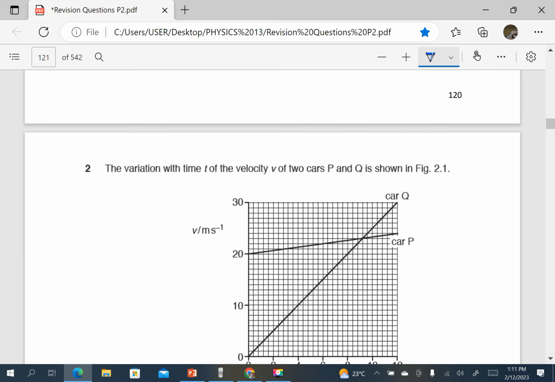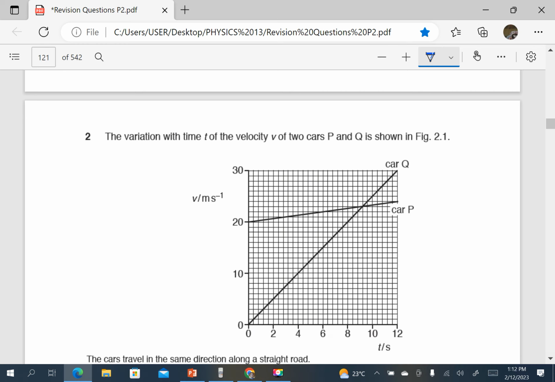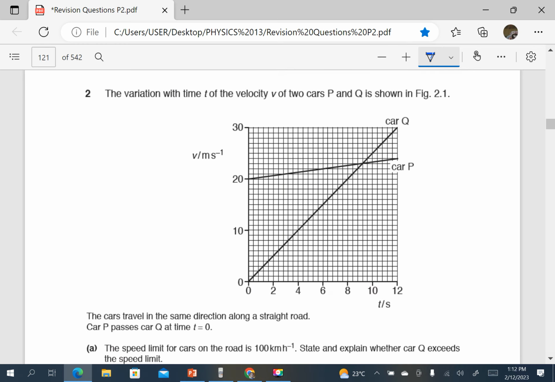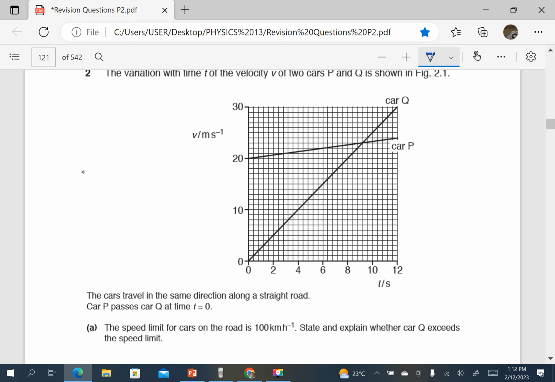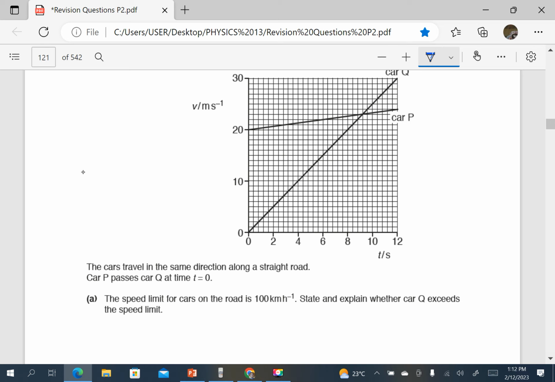The variation with the time t of the velocity v of two cars P and Q is shown in the figure here. The cars travel in the same direction along a straight road. Car P passes car Q at t equals 0. The speed limit for cars on the road is 100 kilometers per hour. State and explain whether car Q exceeds the speed limit.